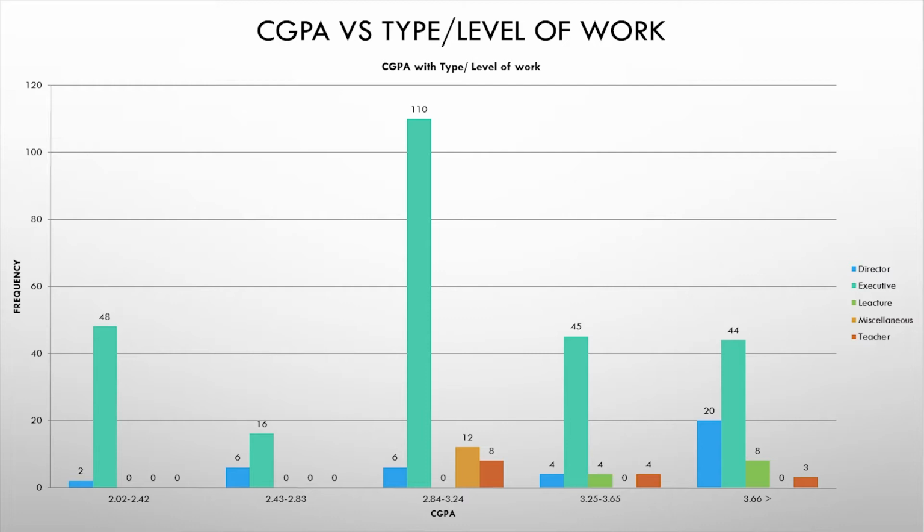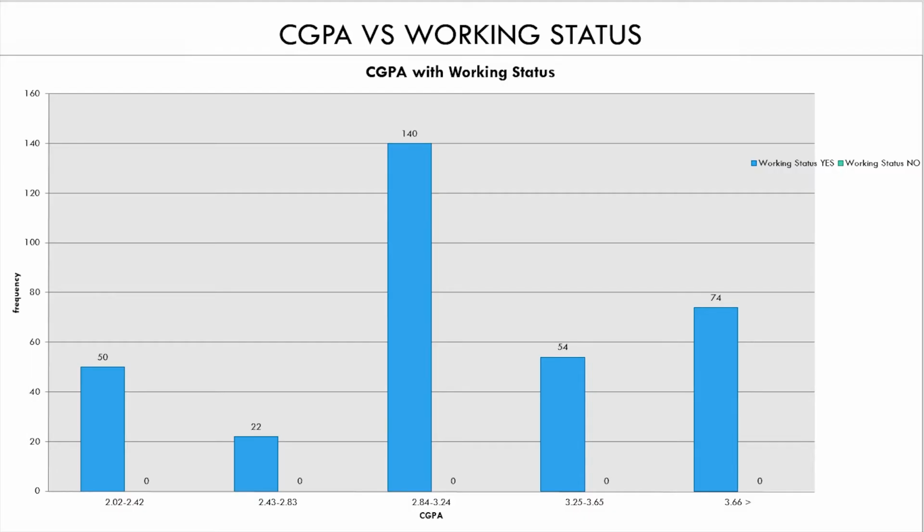To analyze and compare CGPA between working status, we use a bar chart to display it. From the graph, we can see that the students who get CGPA 2.84 until 3.24 have high working status, which is 140 compared to others.